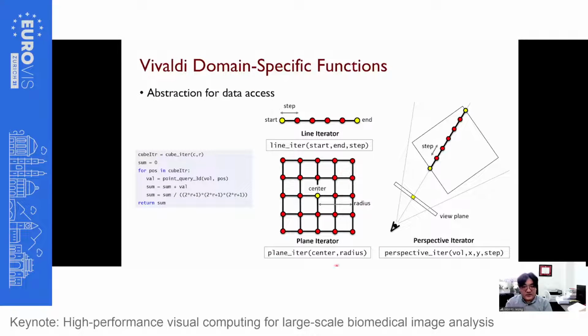And this is also one domain-specific function that we propose. So the idea is that we propose some kind of iterator. An iterator is actually working on a data vector, right? But we propose iterators for line, plane, or even a perspective iterator specialized for volume rendering or sampling on 2D or 3D data. Okay. That's what we proposed.